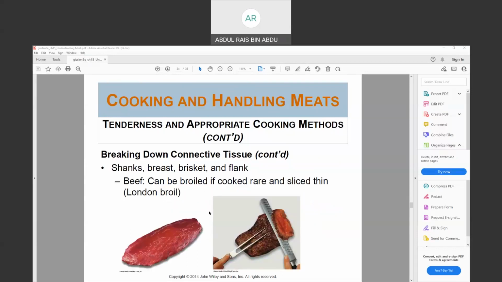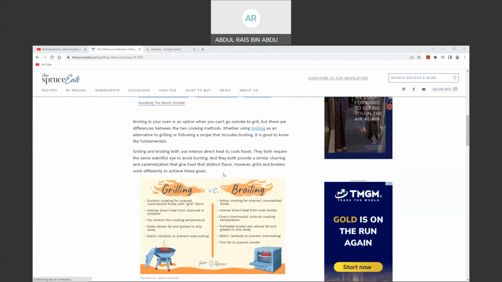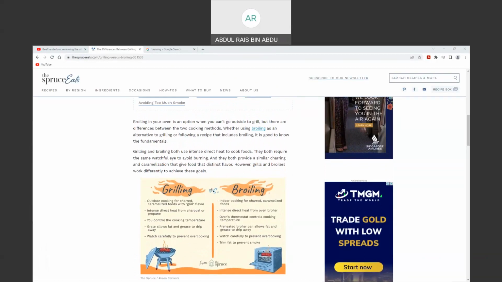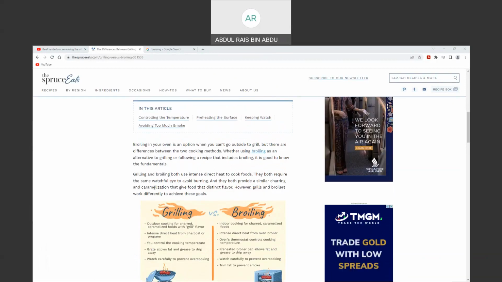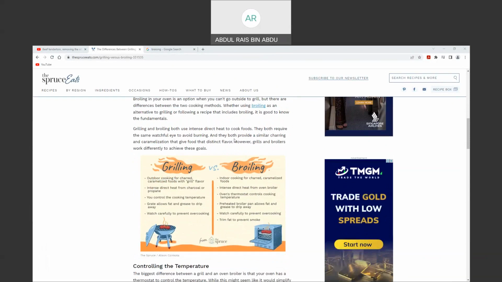Right, next part will be the shank, breast or flank, which is the rear part of the beef. Okay, dia kata kat sini, can be broiled if cooked rare, then sliced thin. So broiling is okay. Masa yang ni saya pernah tunjuk masa the earlier weeks of the class. Okay, both grilling and broiling use intense direct heat to cook food. They both require the same watchful eye to avoid burning, and they both provide a similar charring and caramelization.